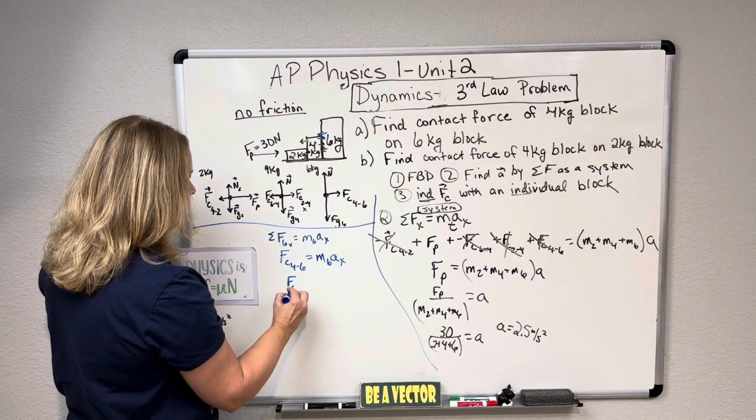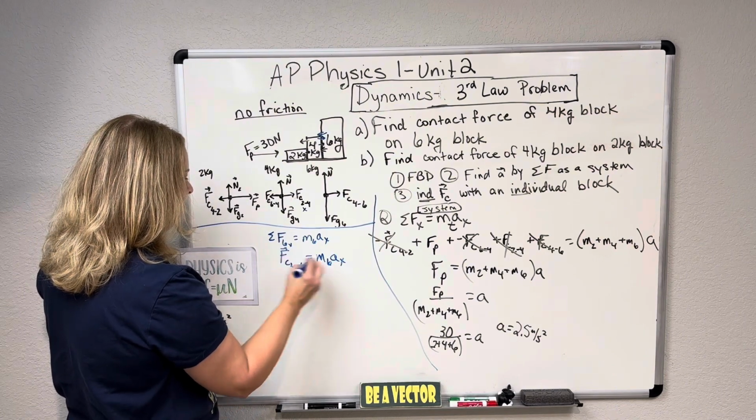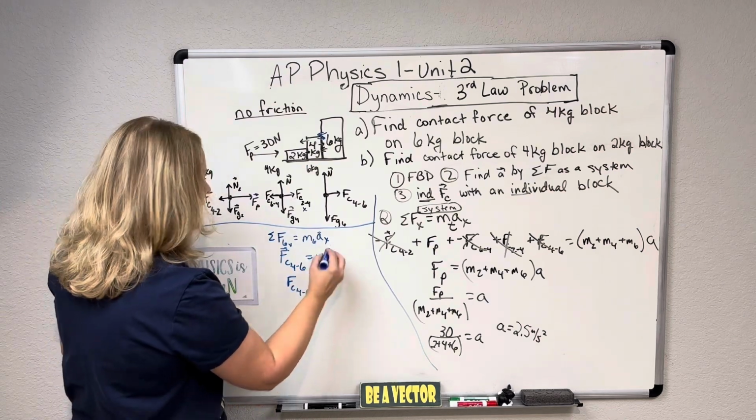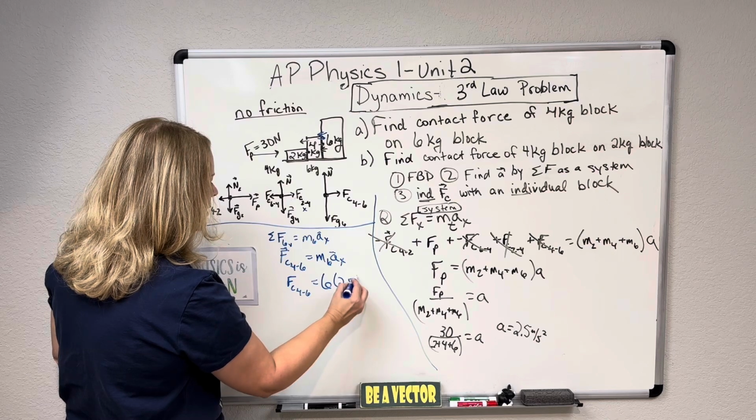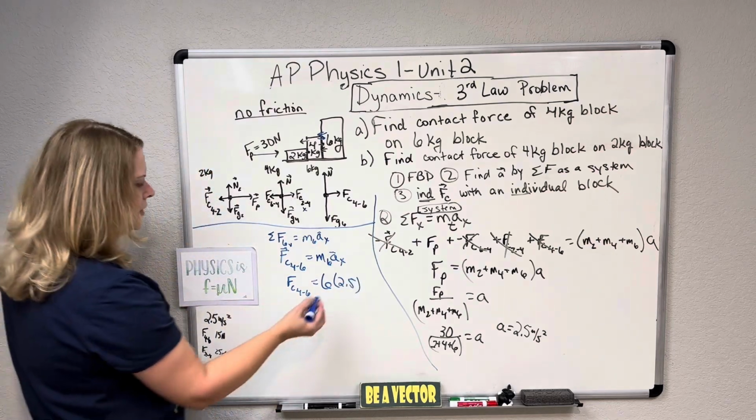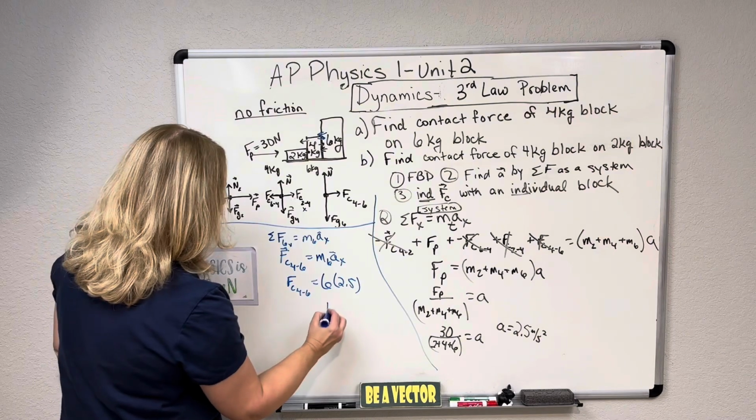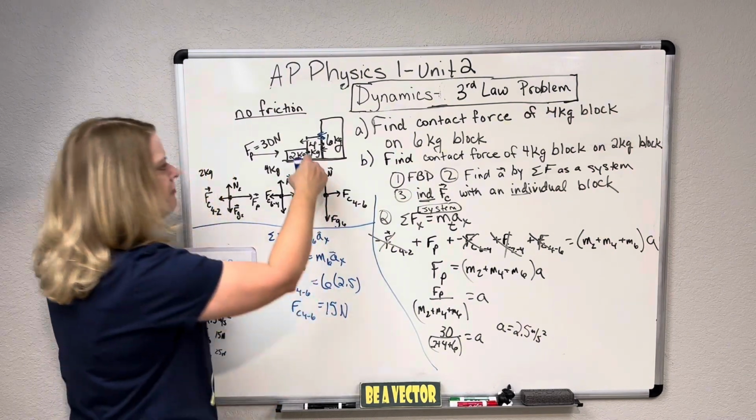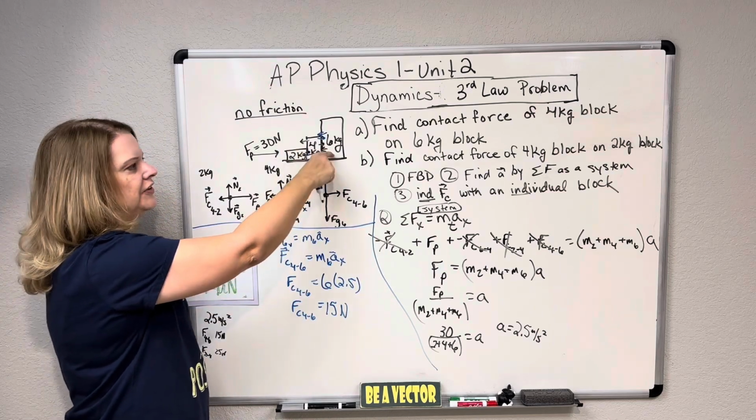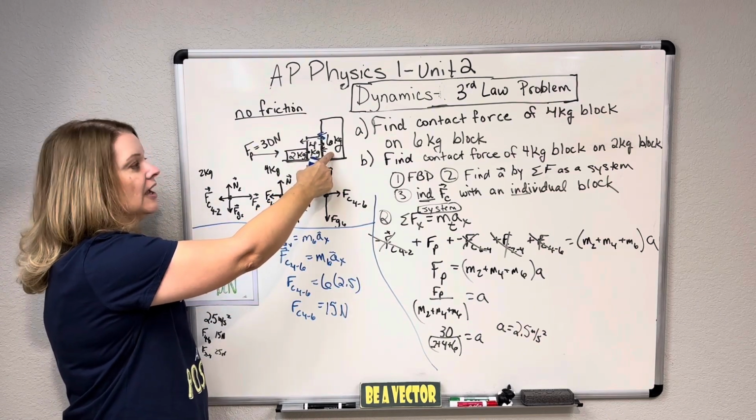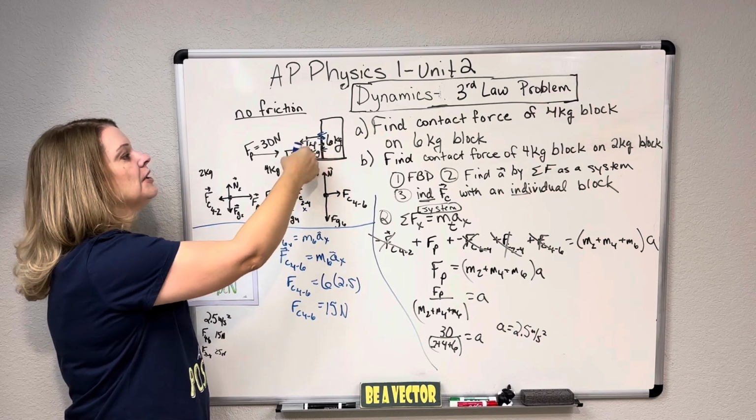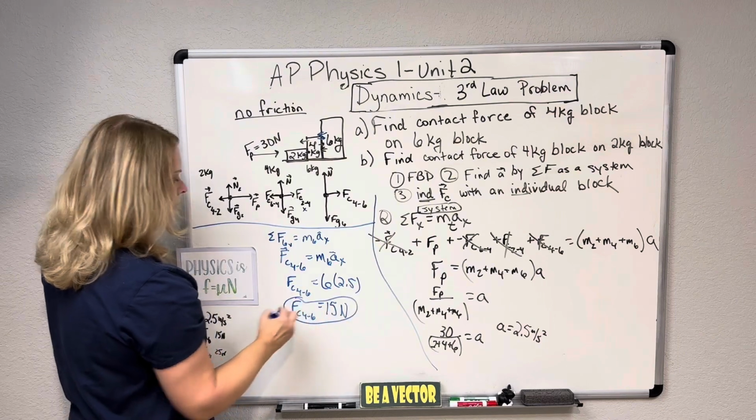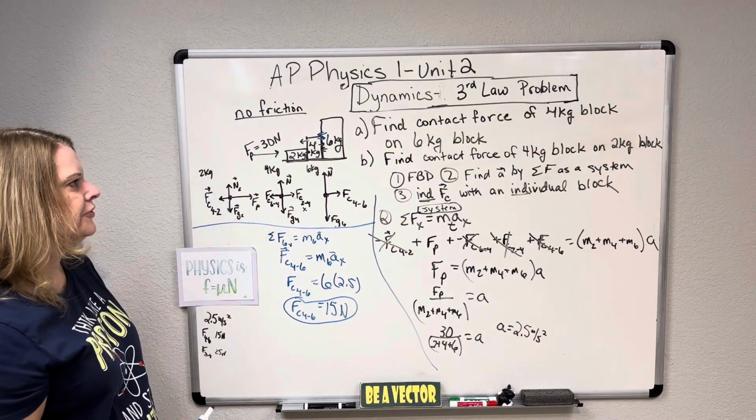All right, well, my contact force of 4 on 6, again, sloppy with my vectors, sorry, equals the mass of the 6, which is 6, and my acceleration we just found was 2.5. So 6 times 2.5 is 15 newtons. That means that 4 kilogram block was putting 15 newtons on the 6 kilogram block. And the 6 kilogram block was equally putting 15 newtons on the 4 kilogram. Opposite and equal. All right, so that's what we get for the first one. So we're done with that one.